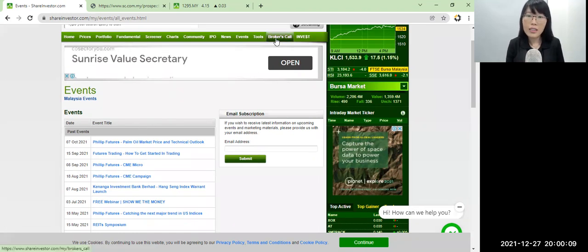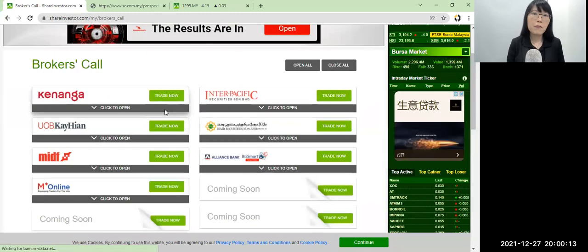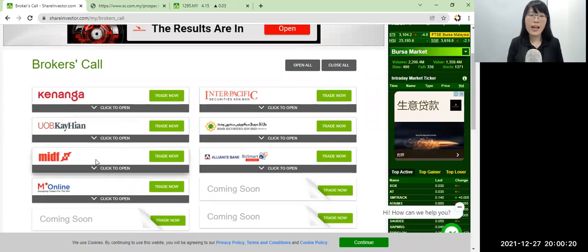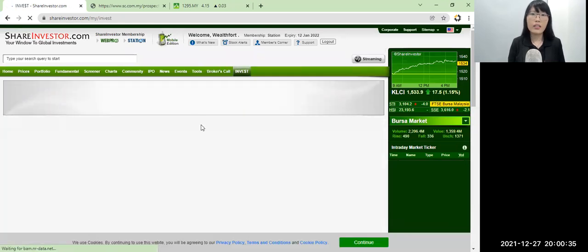While for the brokers' calls, you can find all the broker calls from here. For example, you can see Kenanga, UOB Kay Hian, MIDF, M Plus Online, Inter-Pacific, BIMB Securities, and also Alliance Bank, and so on.